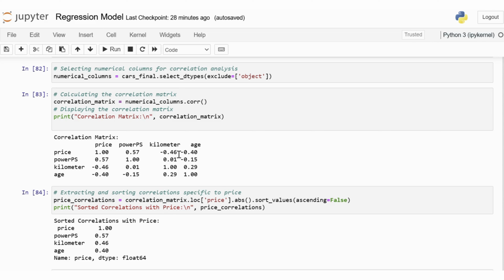This indicates that cars with higher mileage tend to have lower prices. Coming to price versus age correlation, which is -0.41, and it is a moderate negative correlation between the price and the age of the car. Older cars tend to have lower prices.